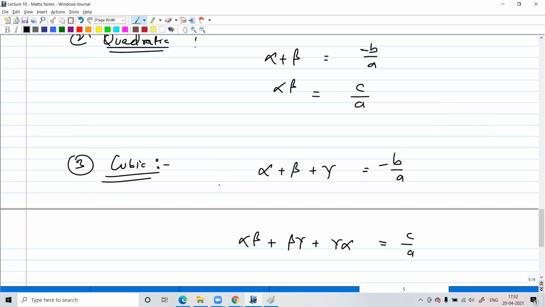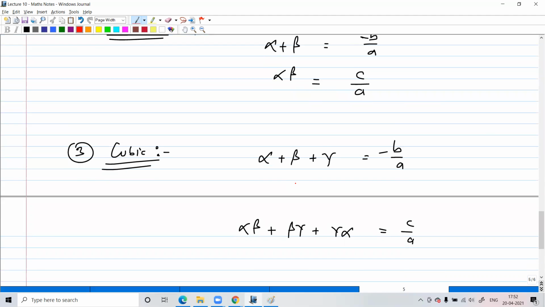Yes, sir. Alpha plus beta plus gamma. Sir, but for a cubic polynomial, how did they prove that alpha into beta plus beta into gamma plus gamma into alpha will be C by A only? Because in a quadratic equation, only alpha into beta is C by A, sir. But here, alpha into beta plus beta into gamma plus gamma into alpha, that is also C by A only, sir. Yes, it can be proved.